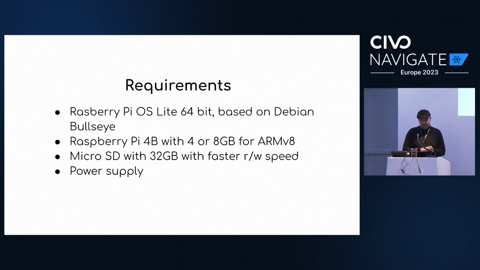Requirements: a Raspberry Pi OS Lite 64-bit based on Debian Bullseye for this year, because it changed a lot. Maybe a Raspberry Pi 4B with 8 gigabytes could be better, and a micro SD card as fast as you can buy, considering the read and write speed. If you buy a slow SD card, your Raspberry Pi will also be slow when reading and writing information, so keep that in mind, and the power source that I have here. You can also turn on a Raspberry Pi with a smartphone charger.